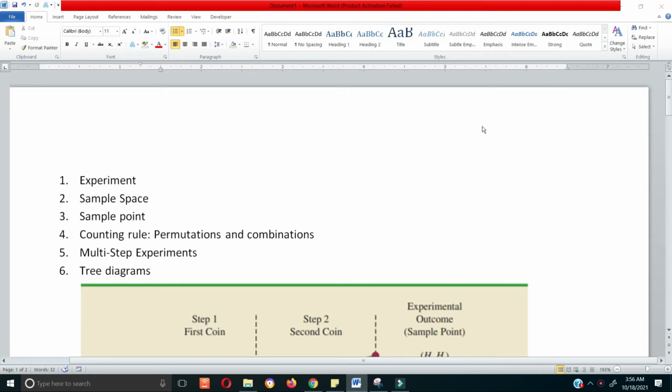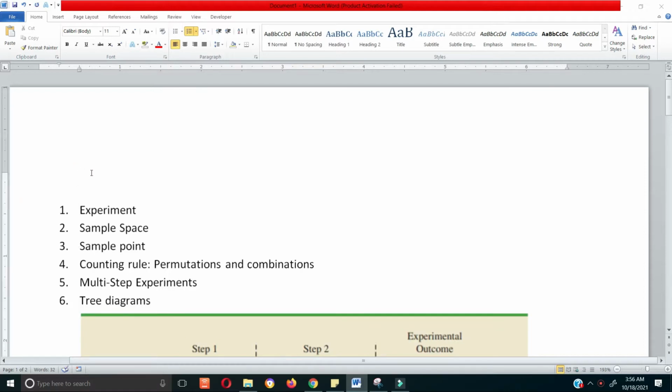Welcome to chapter 4. So in chapter 4, we're going to be looking at probabilities. So in statistics, we deal a lot with probability. So we're going to start off with some definitions of terminology.